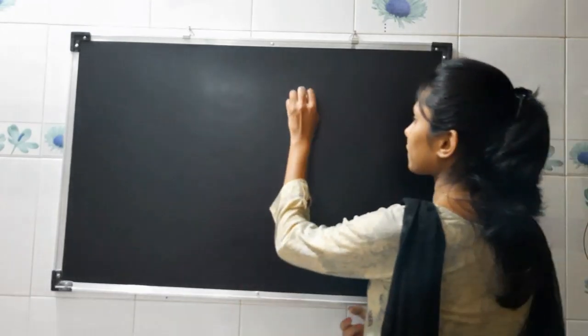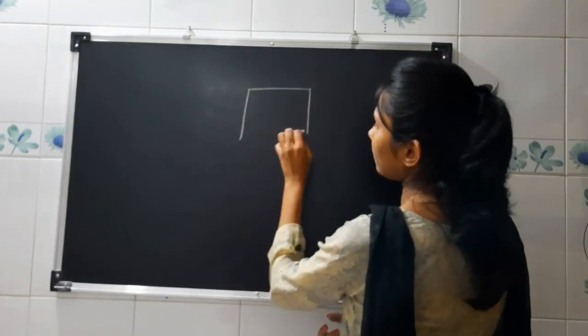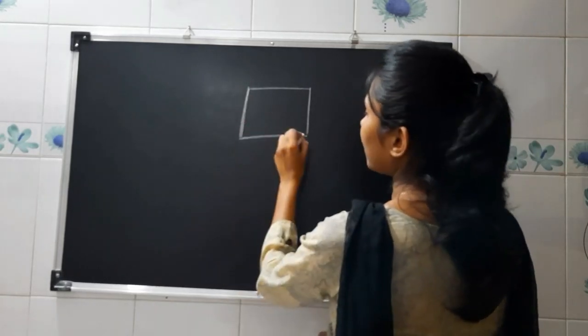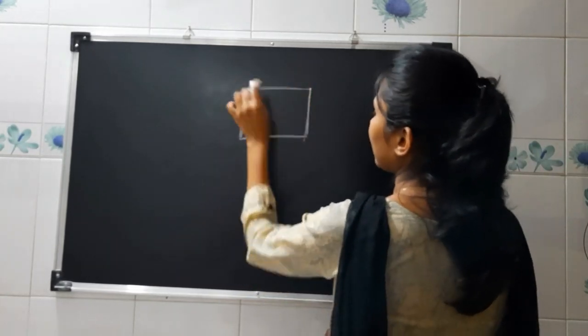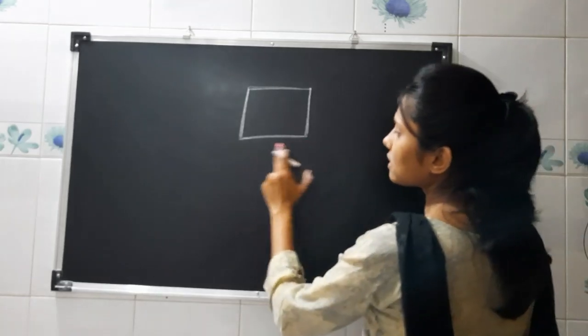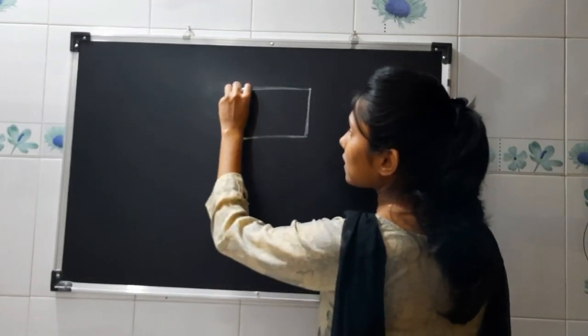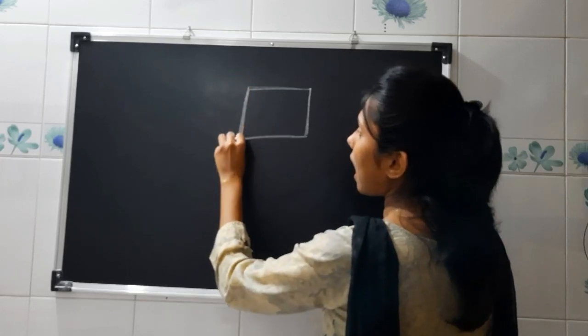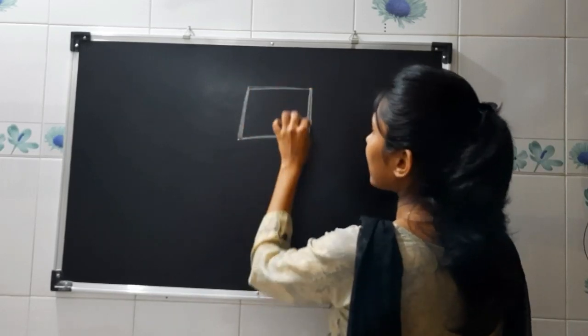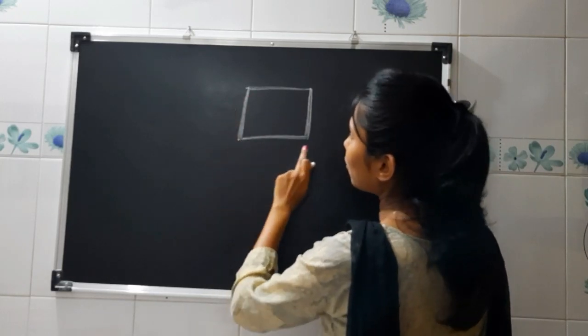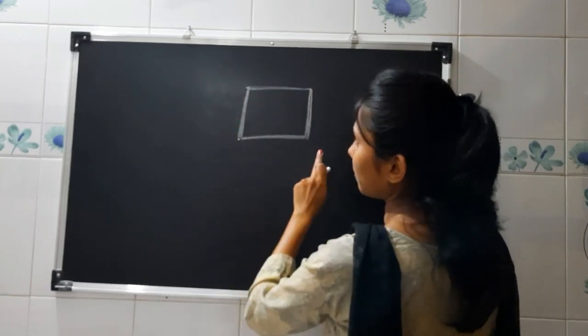We have learned how to find out the perimeter. So what is the perimeter? Perimeter is the distance of the outside of a shape. It is a distance around the outside of a shape.